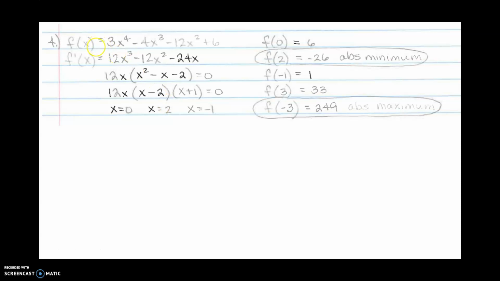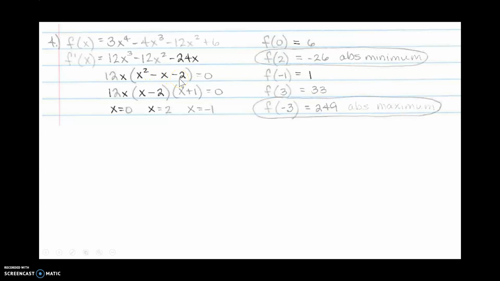So again, critical numbers are just where the derivative equals 0. So if we take the derivative of this, that's going to be 12x to the third minus 12x squared minus 24x plus 0. So here's my derivative. I'm going to set it equal to 0 and solve it. So to solve, the first thing I'm going to do is take out my greatest common factor of 12x, and that would leave me with x squared minus x minus 2.